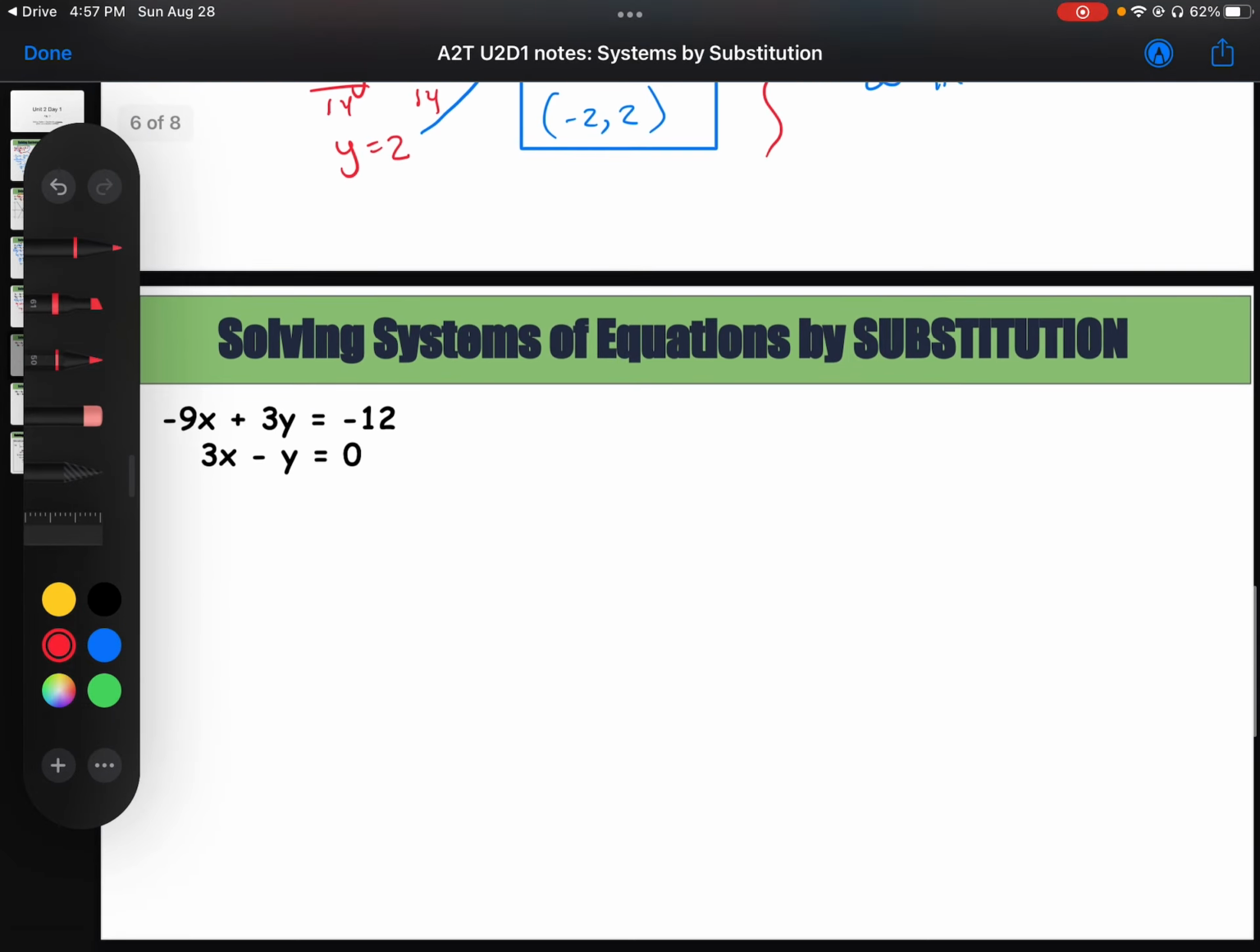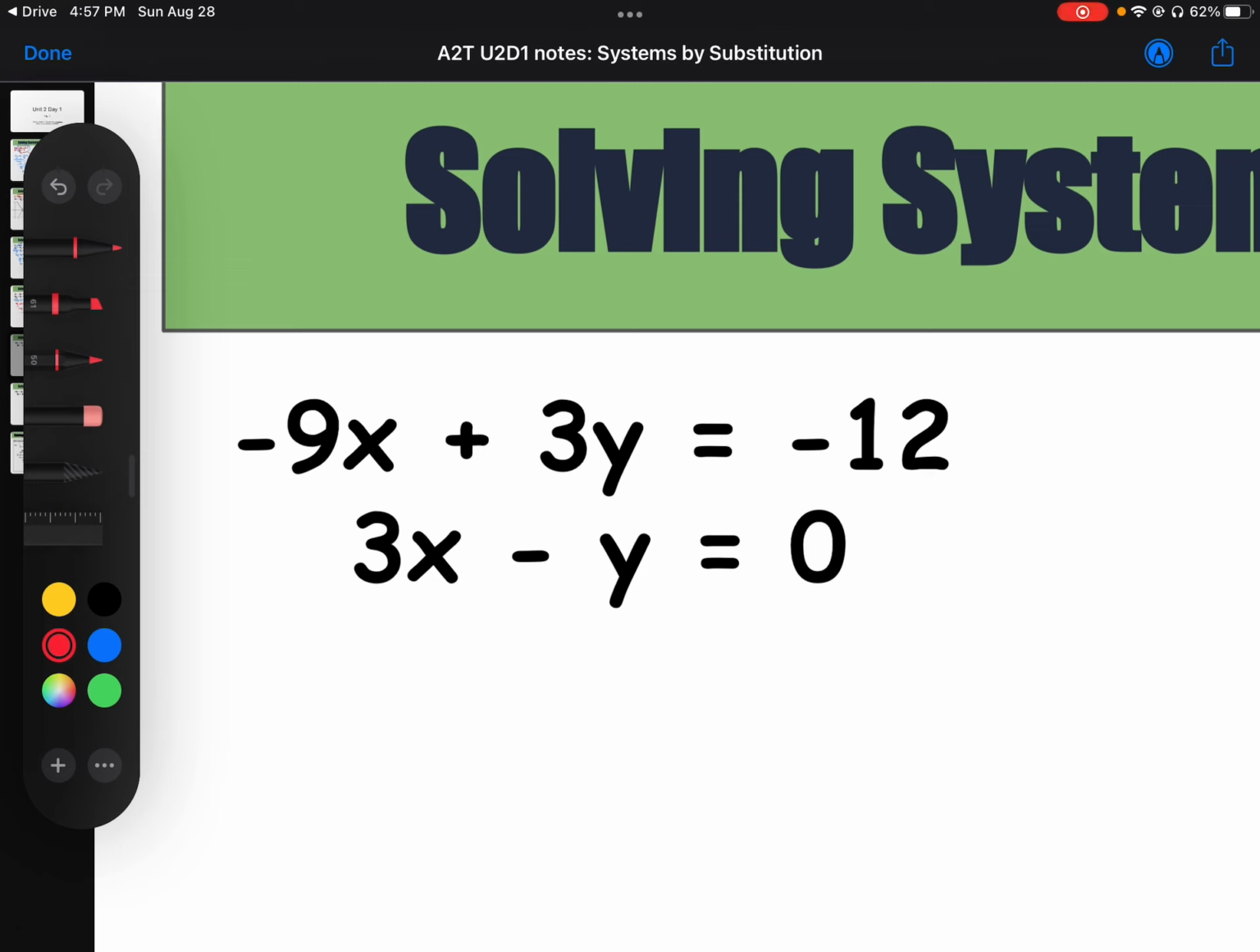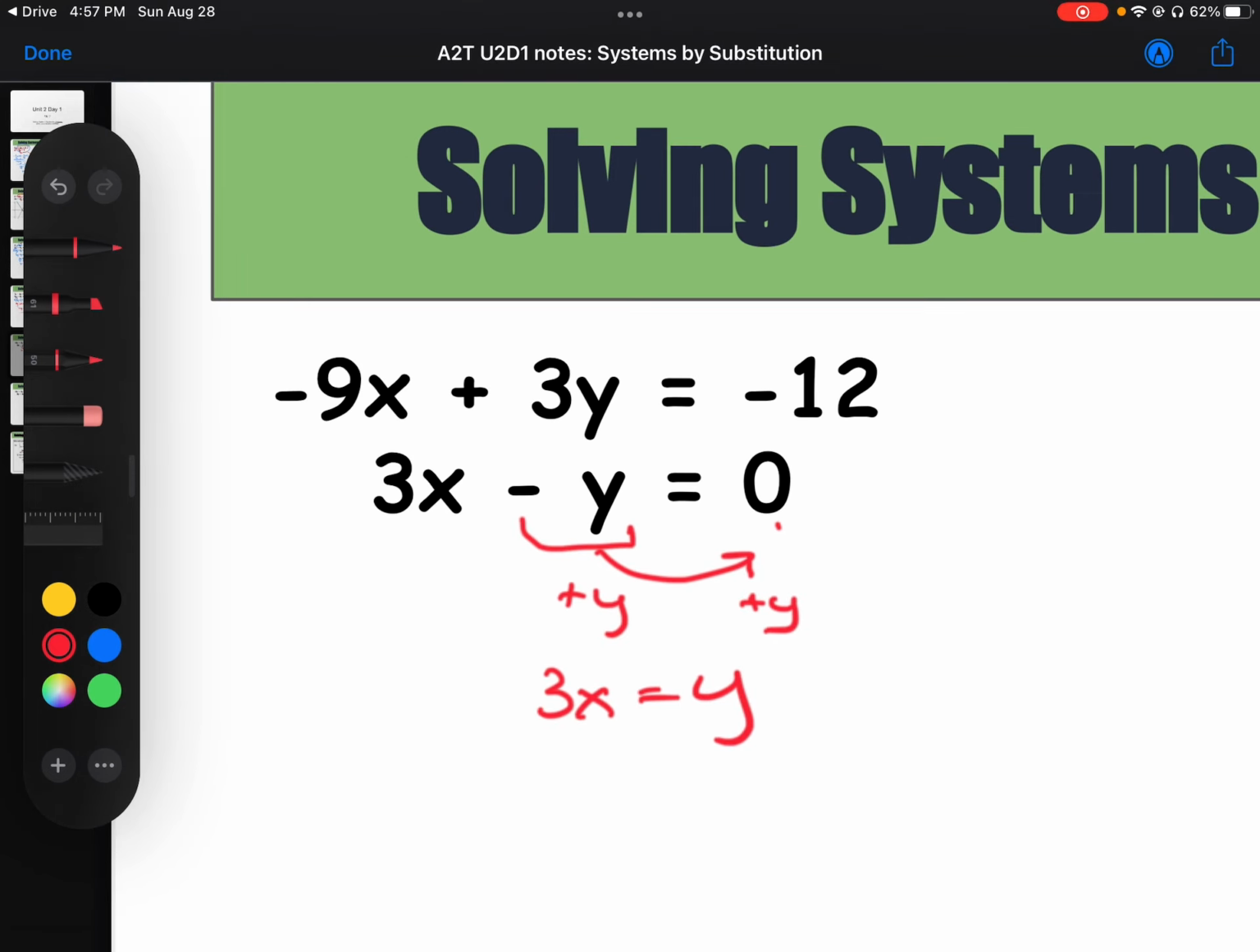So let's look at an example. Okay, if I look at these, I want to isolate for one of my variables. So if I chose the first equation, I would isolate for y because I see the coefficient is 3 and every one of these terms is divisible by 3. Now, I'm going to save myself some steps. In my second equation, it's set equal to 0. Well, how about if I just move this y to the other side by adding y? So 3x equals y, look at that, y is alone. If you need to see it as y equals 3x, just flip the sides. These are not inequalities, so we can flip back and forth.